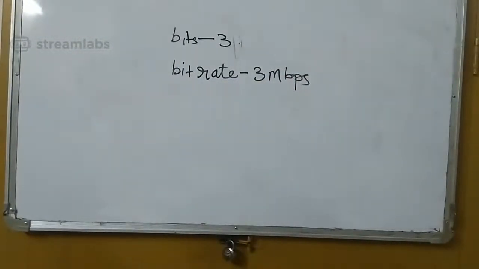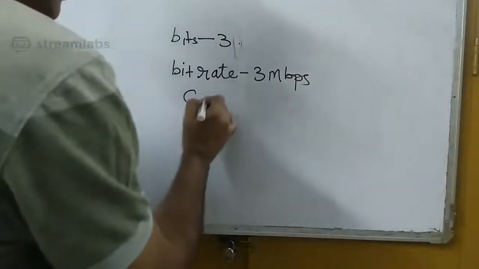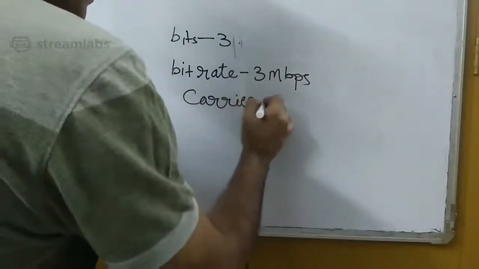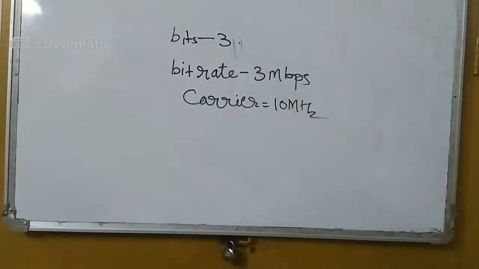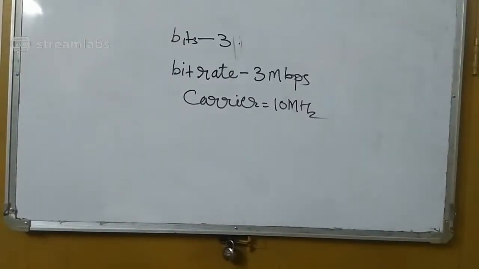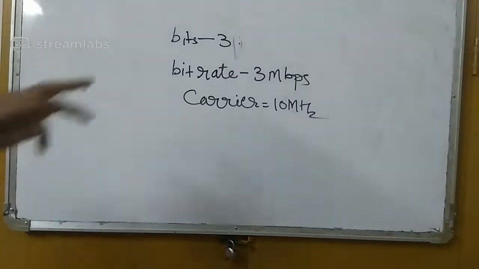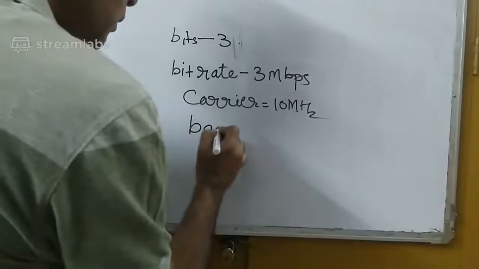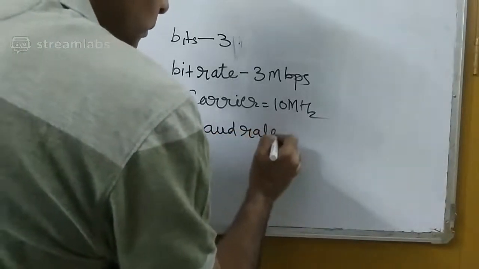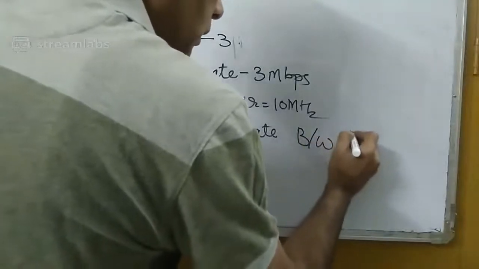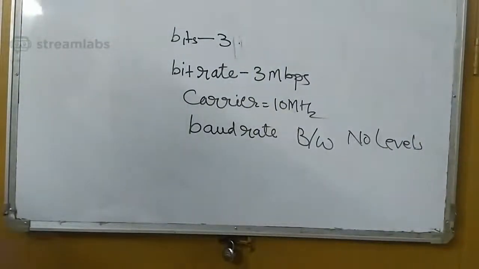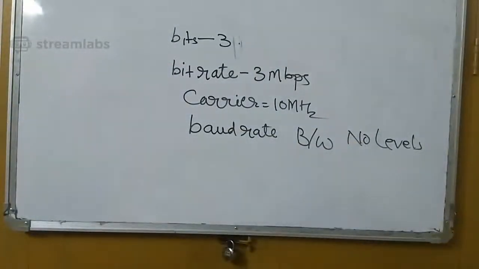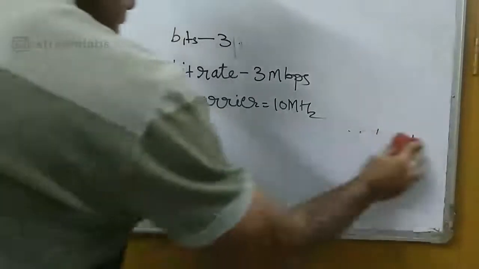The carrier frequency is 10 megahertz. Calculate the number of levels, baud rate and bandwidth. Three things he has asked. Bit rate is given; baud rate and bandwidth along with number of levels. These are the 3 things asked in the problem: baud rate, bandwidth and number of levels. To start with, I'll start with the number of levels.